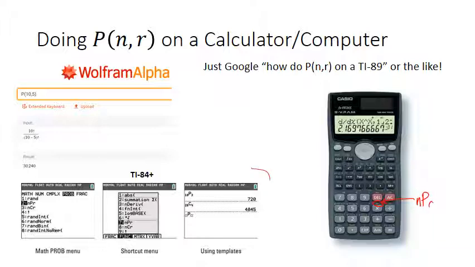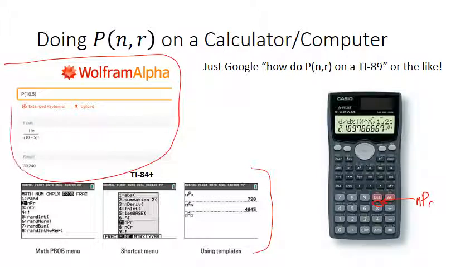I put the instructions here for the TI-84 Plus because I think that's the most common calculator you guys are using. And then if you don't have a calculator at all, of course, you can do it on Wolfram Alpha, just like this. And if you have something other than a TI-84, just Google how to do it on your model of calculator. So keep that in mind when you're doing these problems. You don't need to actually multiply lots of numbers together. You can just pop this into a calculator.